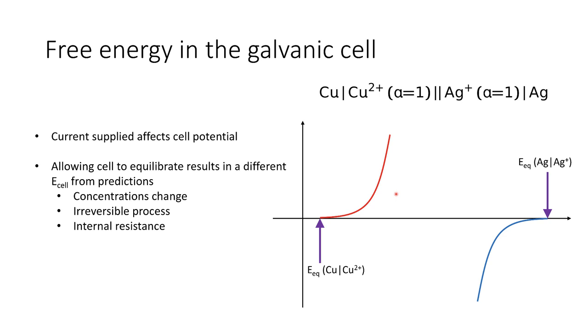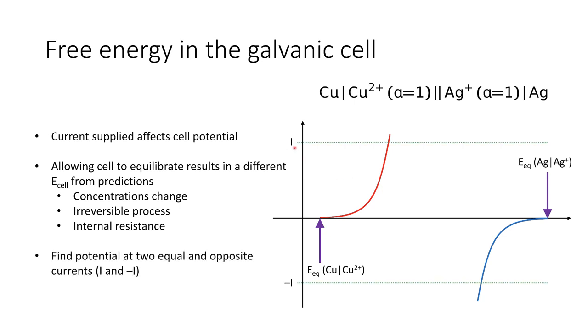So in order to identify how the cell potential varies with current, we need to find the potential at two equal and opposite currents. So if we define two currents, we find that in order to drive a particular positive current, we need a particular anodic potential, and in order to drive a negative current, we would need a particular cathodic potential.